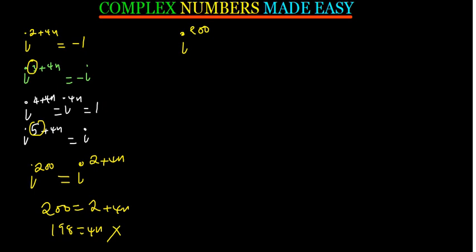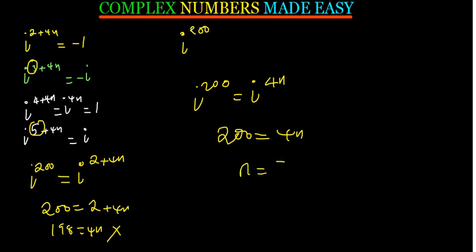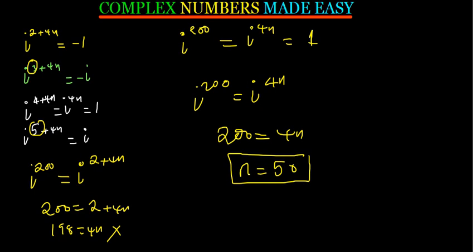I try to express i to the power 200 as i to the power 4n. Since the bases are the same, we equate the powers. So 200 is equal to 4n. Divide both sides by 4. n is going to give us 50. And this is an integer, you see, it's an integer. Meaning that i to the power 200 is the same as i to the power 4n. And remember, anything that can be written to the power 4n is equal to 1. Meaning that i to the power 200 is the same as 1.